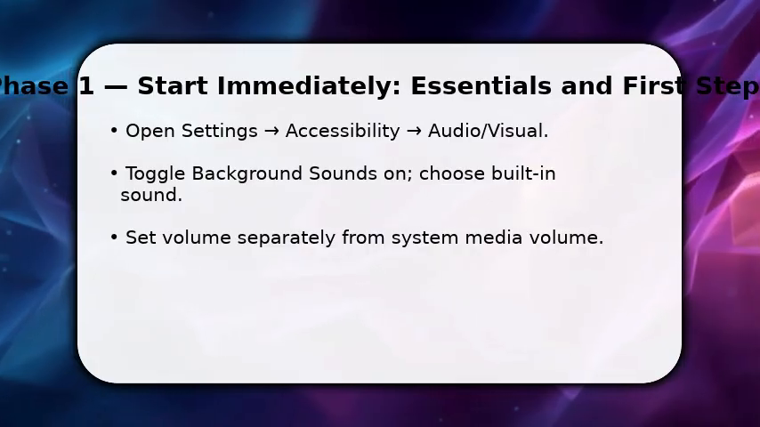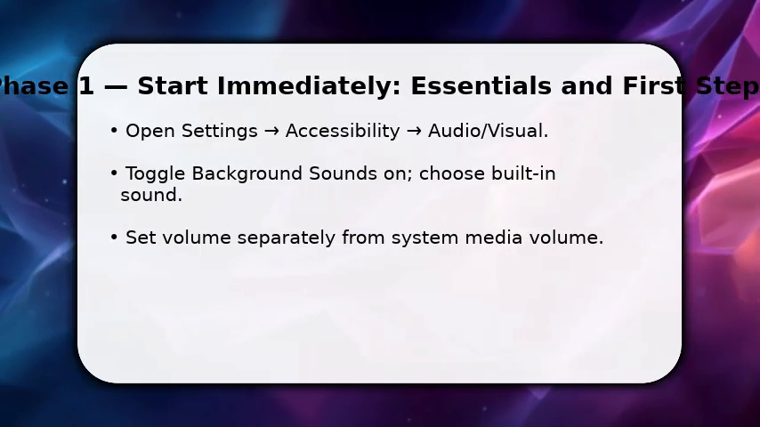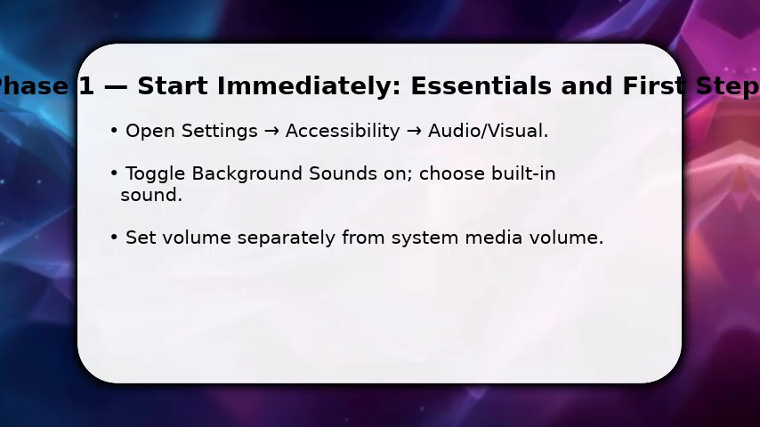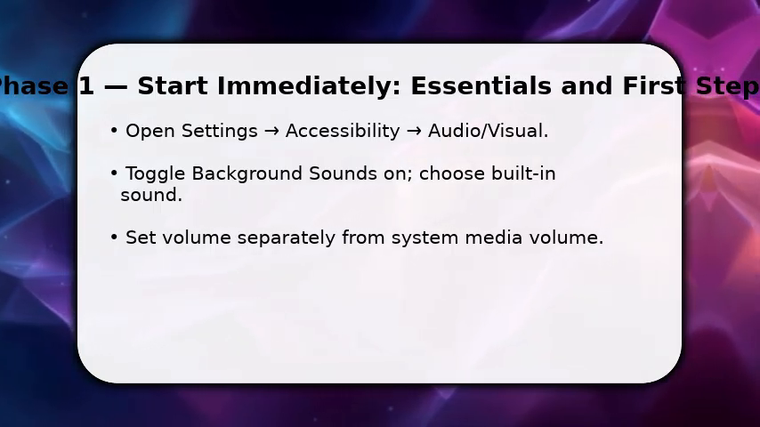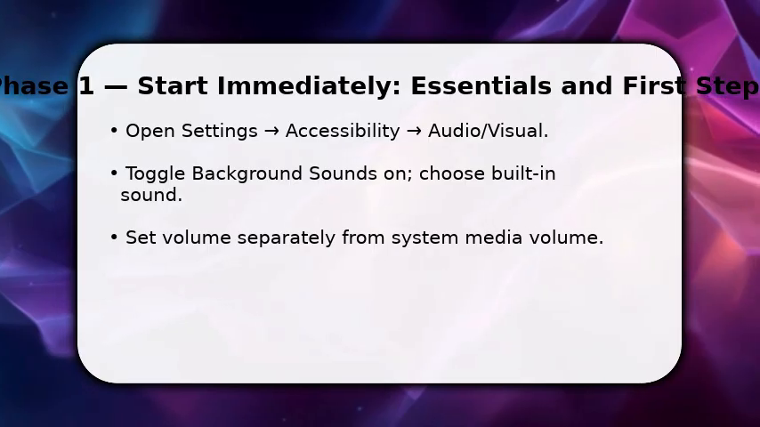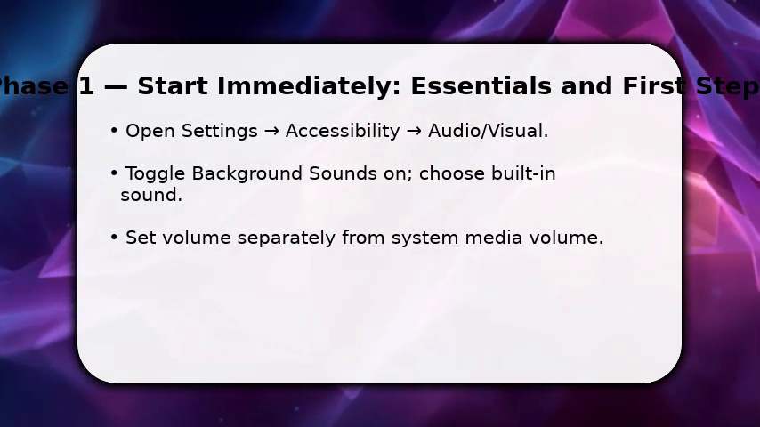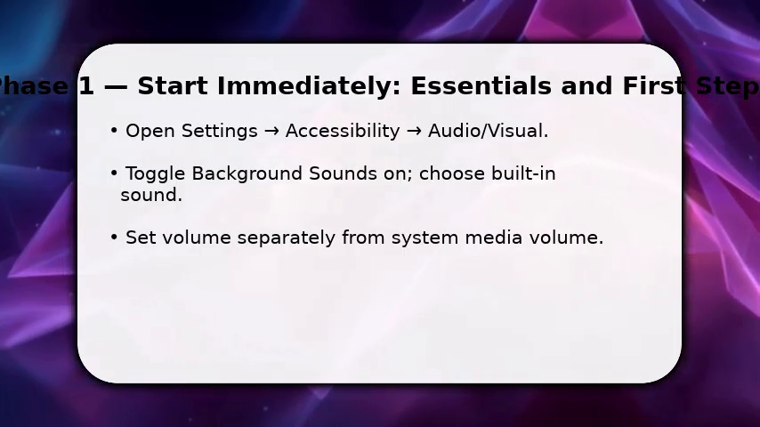You'll start by turning background sounds on so audio plays system-wide. Open Settings, tap Accessibility, then Audio/Visual, enable background sounds and pick a sound. Once done, you'll see a separate volume slider. Use it to balance ambience versus music or videos. Make sure to test with headphones and speakers.